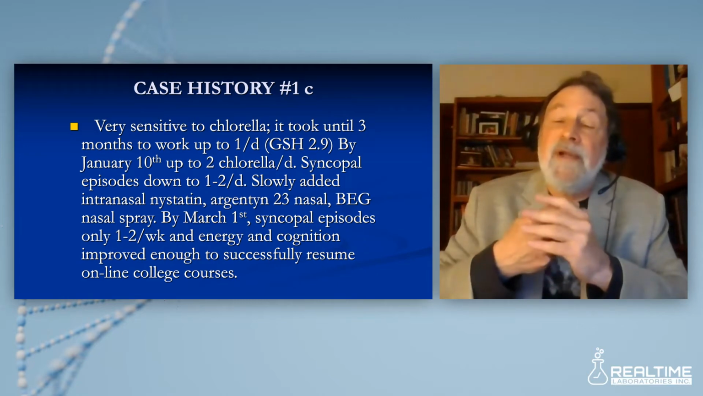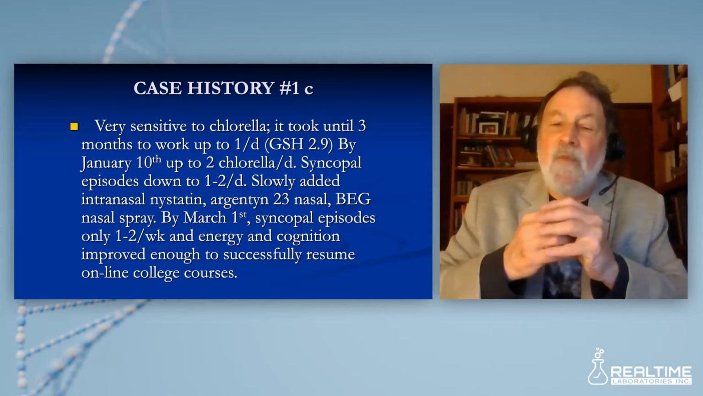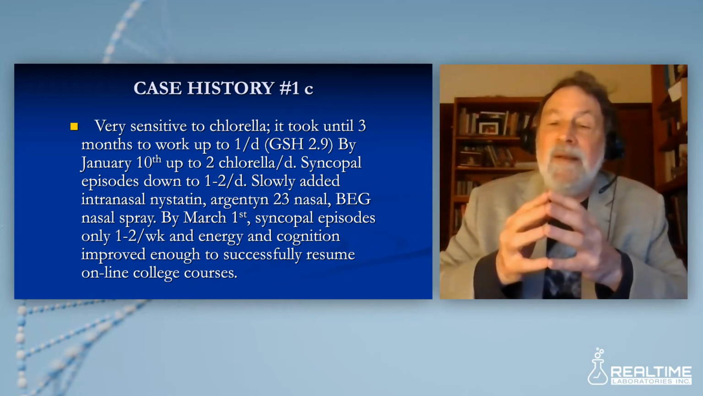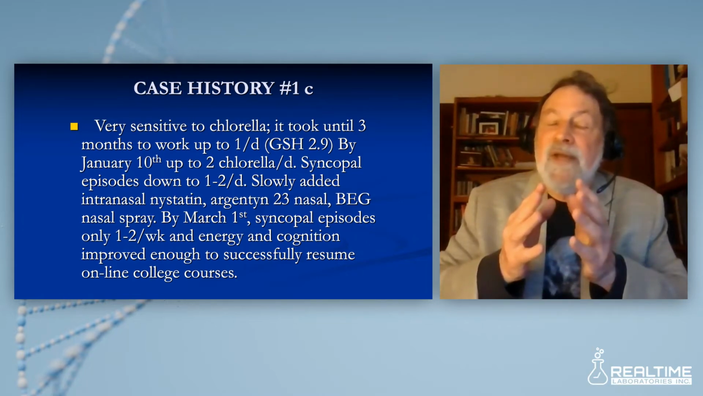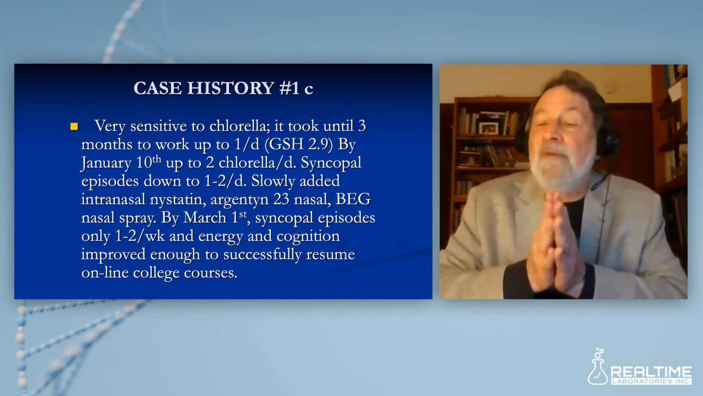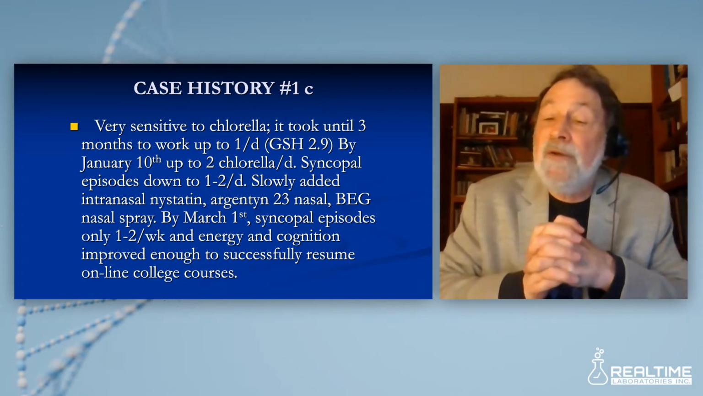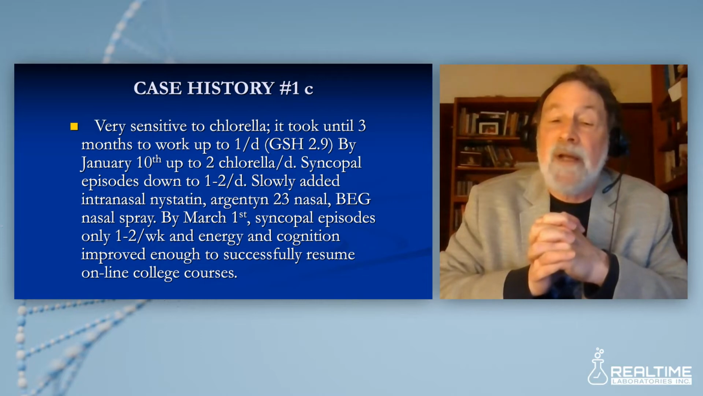She was really sensitive to everything, but we started with a quarter of a tablet of chlorella, and it took 3 months to work up to taking 1 chlorella a day. Her glutathione level, by the way, was very low at 2.9. From the lab that I use, 3.9 is normal, meaning her methylation was severely compromised.